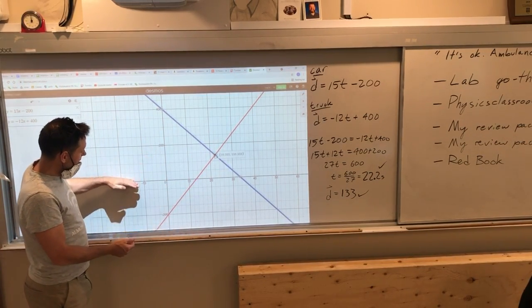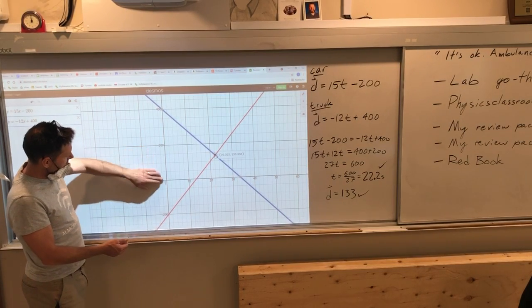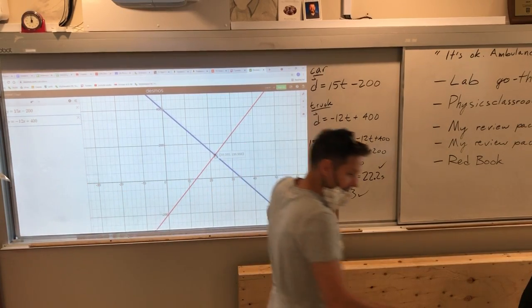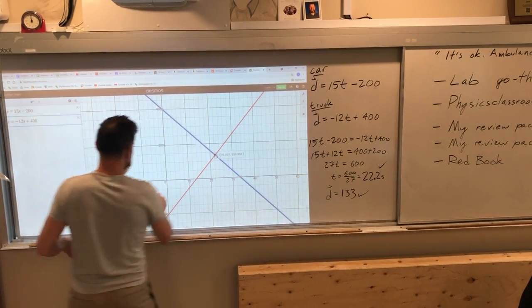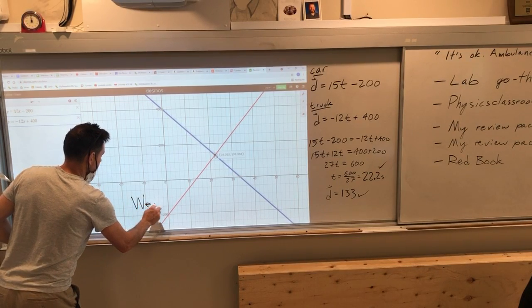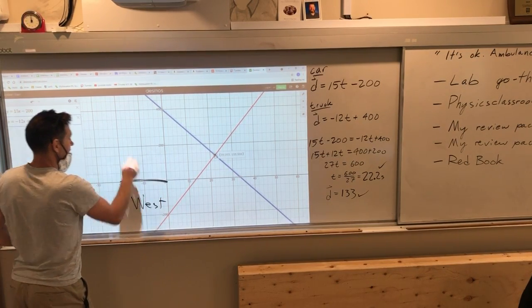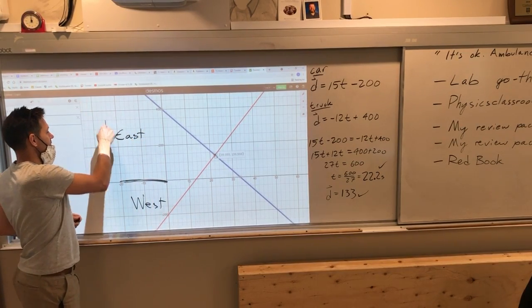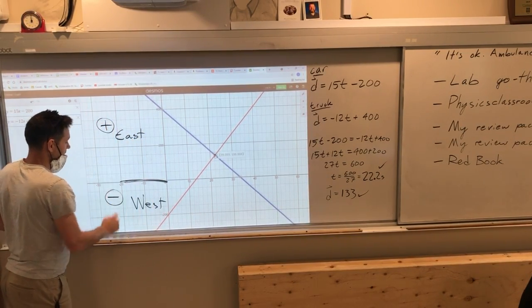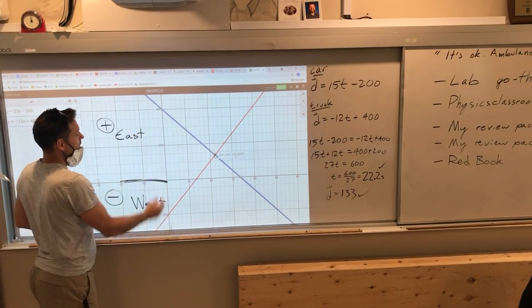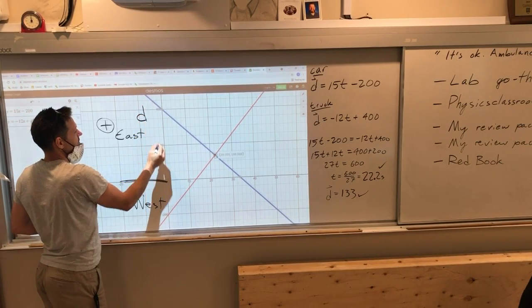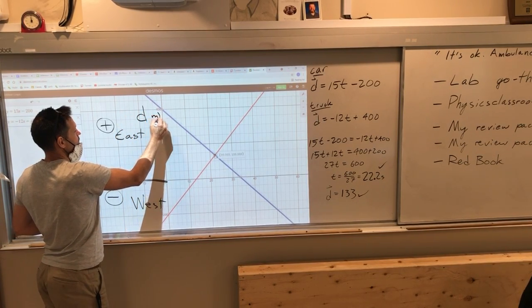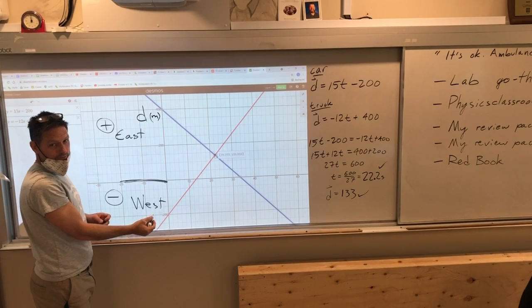So I've taken west to be negative. So west is further down, below 0 is west. This is 0. And then east is above 0. So positive is east and negative is west. And this y-axis for the question is displacement. So I'll say displacement in meters. That's the vertical axis, the y-axis.